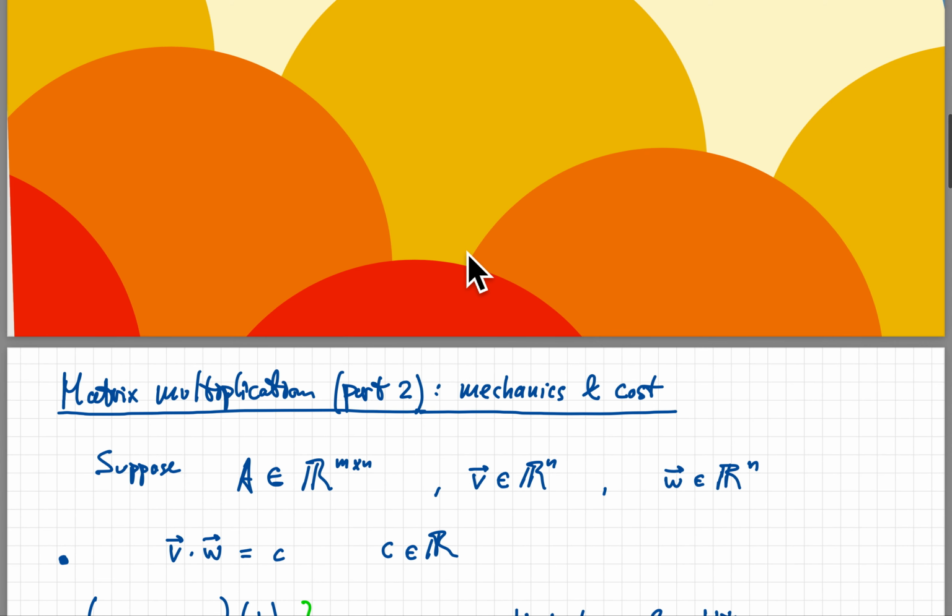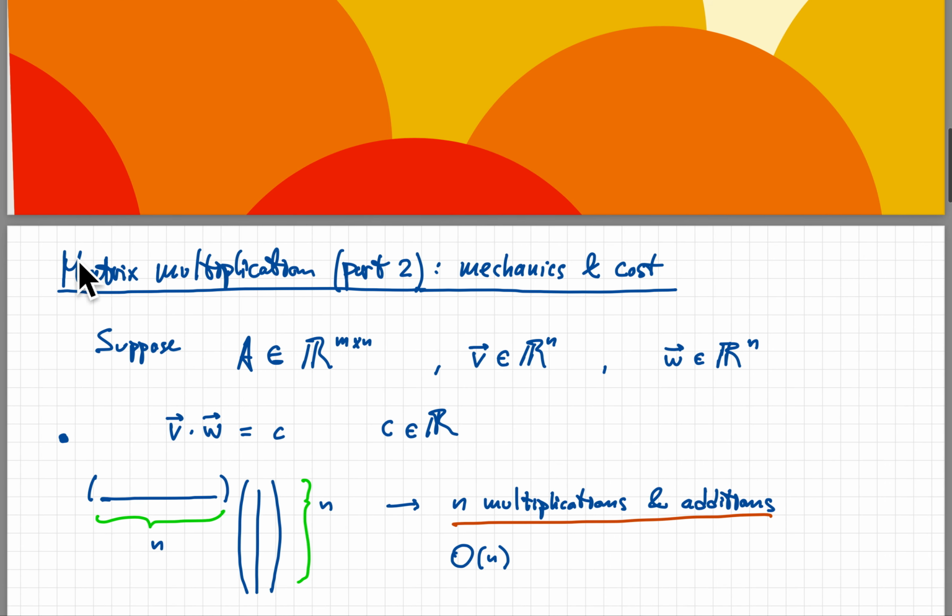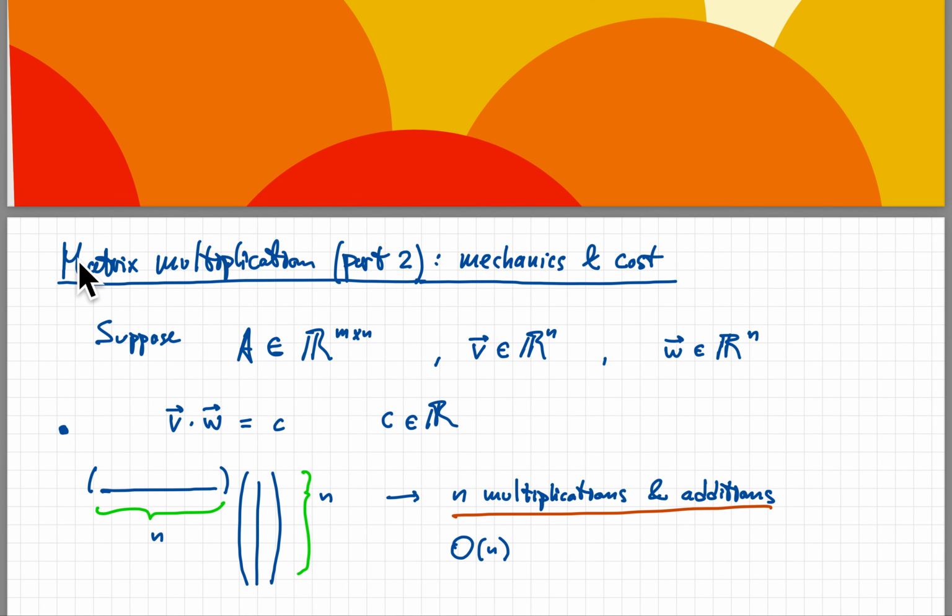Today, we're going to talk about matrix multiplication part 2. So we had in the previous video what I would like to call part 1 of our discussion of matrix multiplication, which also involves matrix vector multiplication. But in this one, I would like us to talk about mechanics and cost of matrix multiplication.